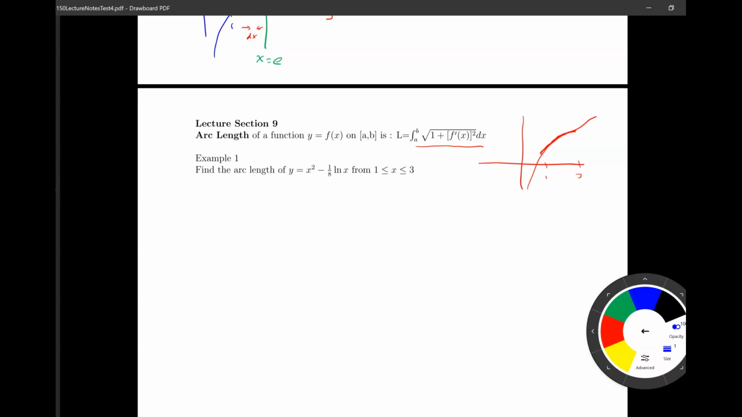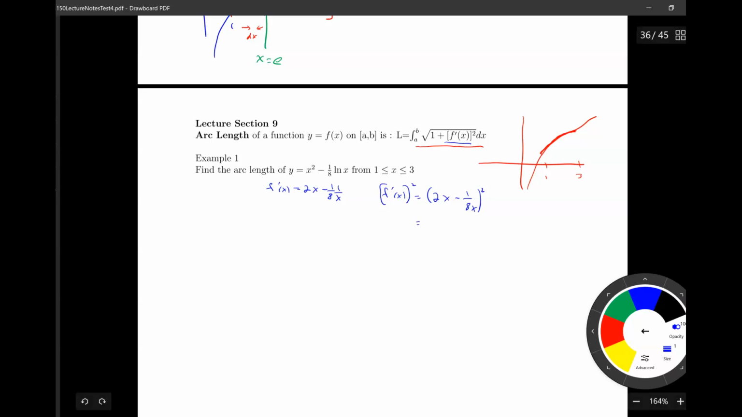Let's just apply it. Okay, so first I need to identify what the derivative of the function is, then I'll square it, then I'll put it inside the radical. So let's go find f prime of x. The derivative of this will be 2x minus 1/8 times 1 over x. Okay, so I have to square that. So f prime of x quantity squared will be 2x minus 1 over 8x all squared.